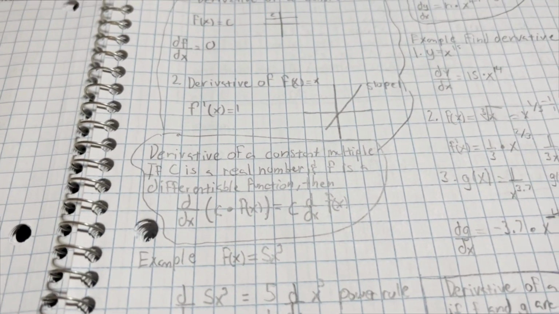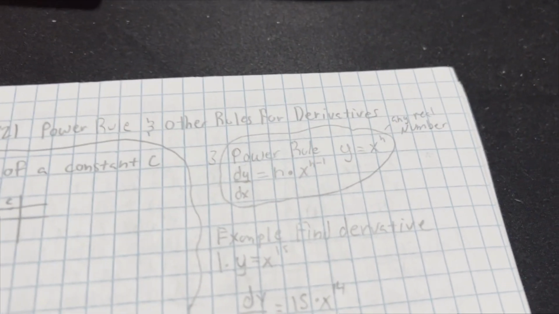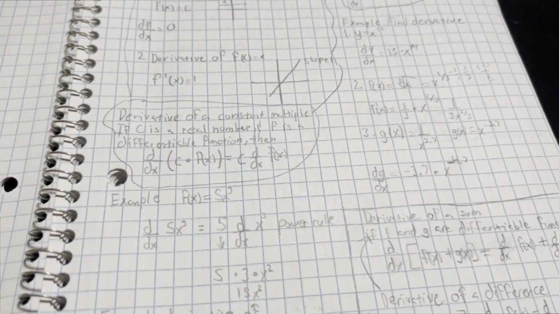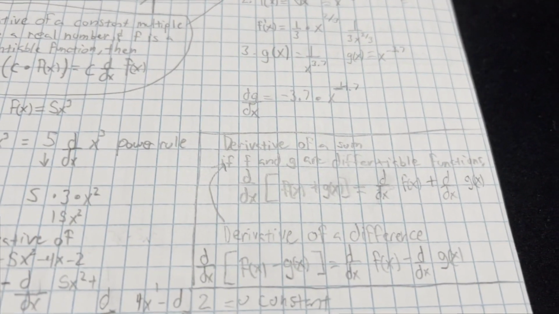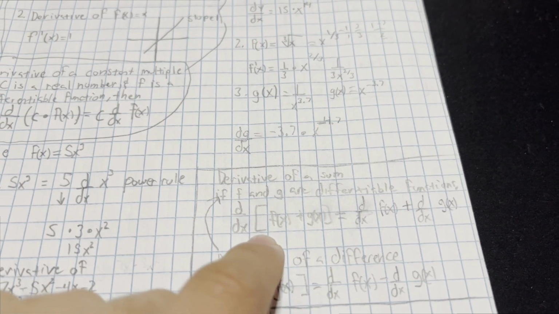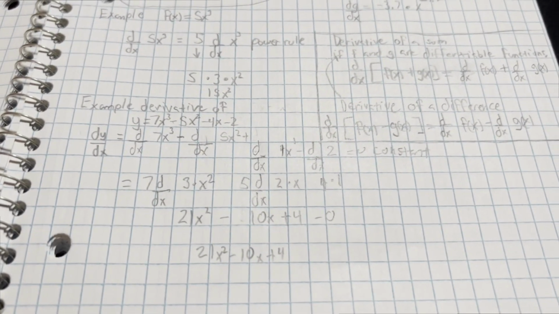We have that. Derivative of a constant multiple. So we can just pull the constant multiple out and just find the normal derivative. The power rule, I love the power rule, man. Everything's so much simpler. I thought I was a math genius when I learned the power rule. And derivative of a sum. So you break it down, you find the derivative of f of x plus the derivative of g of x. And if a difference, you do the same thing.